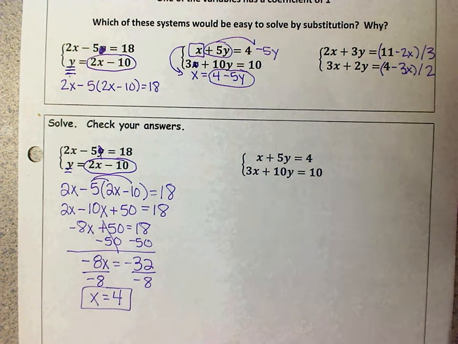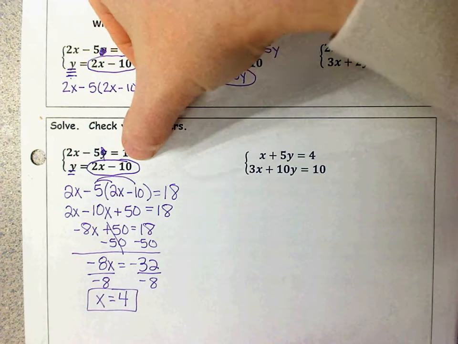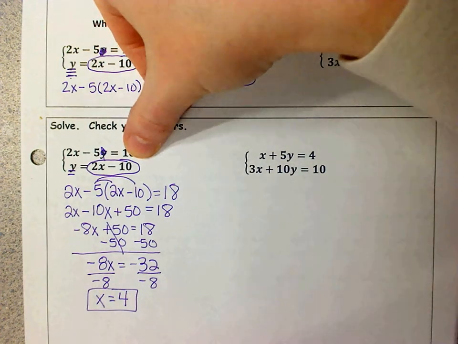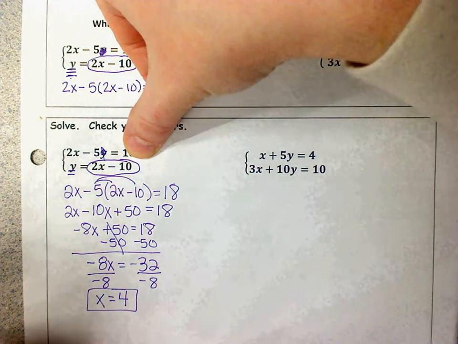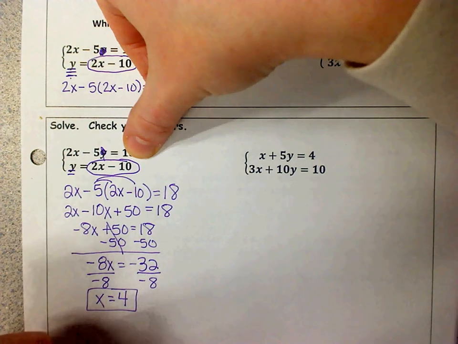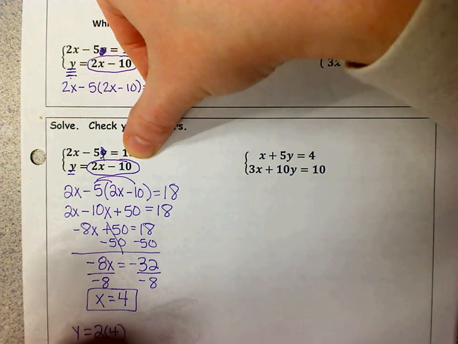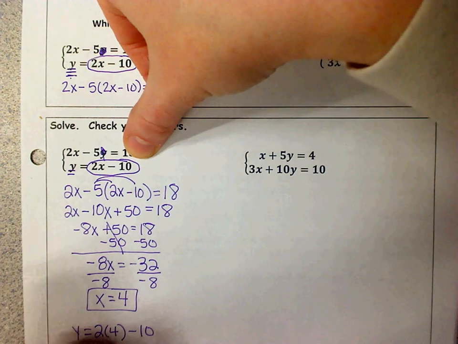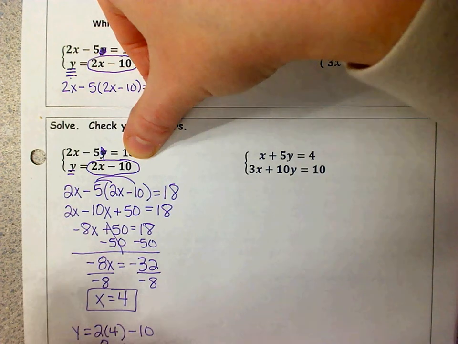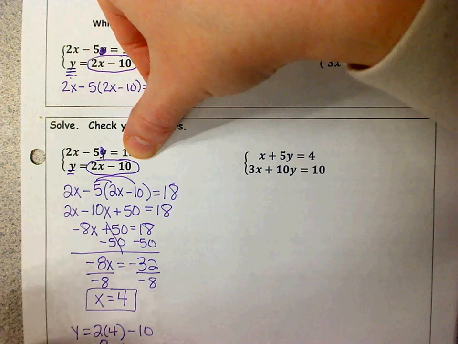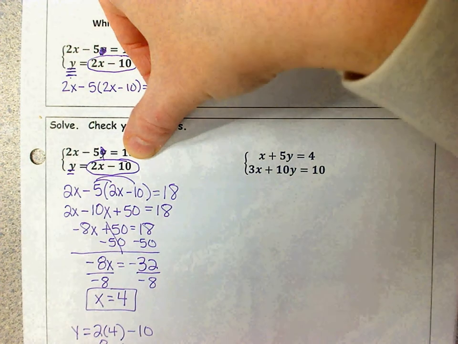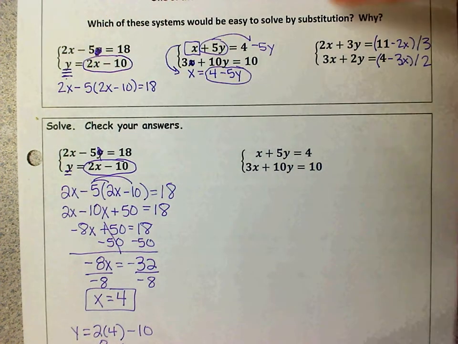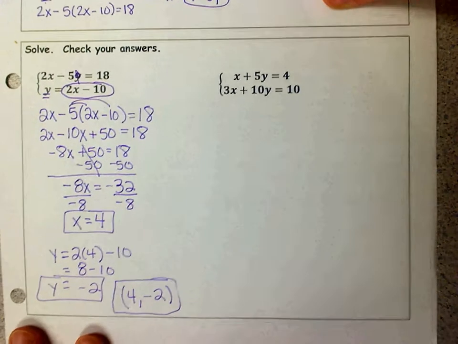Alright, we're not finished yet. We have to find our y, so go back up here. And this is what I was talking about yesterday. So guys, this is what your homework last night was about. Y equals 2 times 4 minus 10. So we got 8 minus 10, which is negative 2. Alright, so your final answer is going to be the solution 4, negative 2.